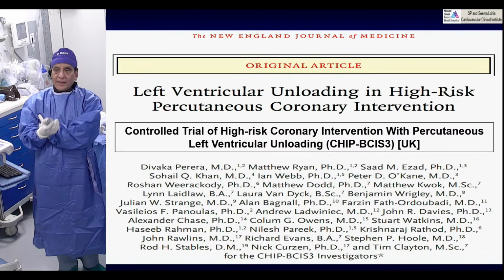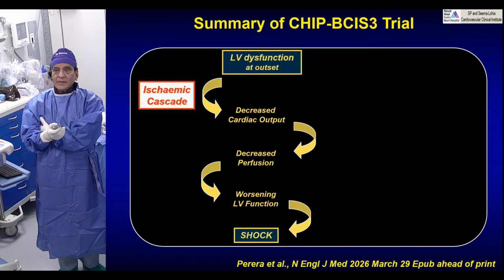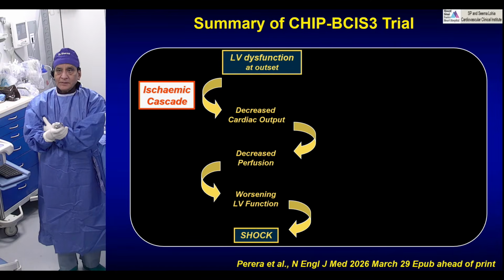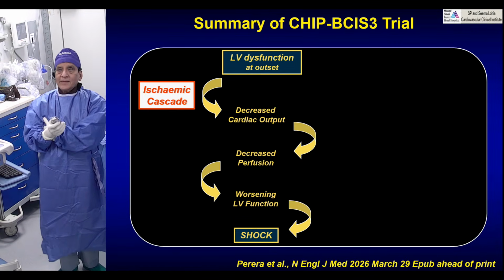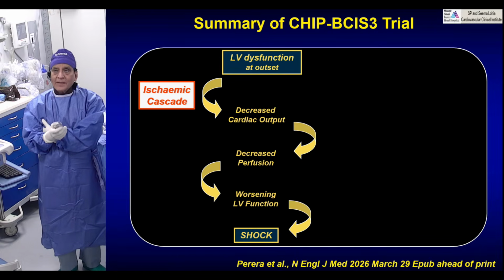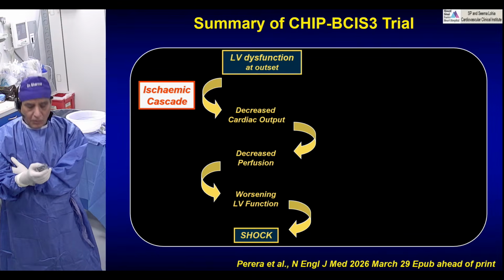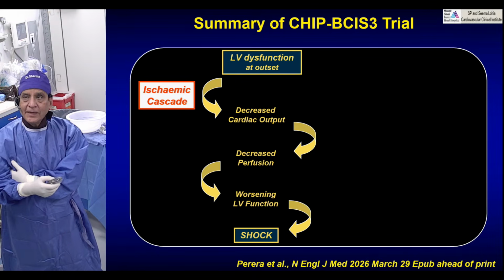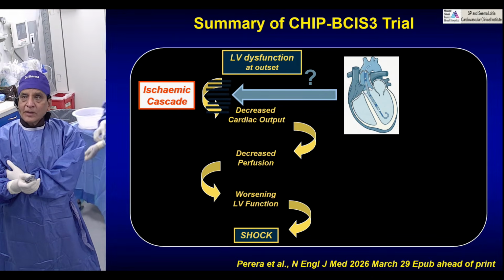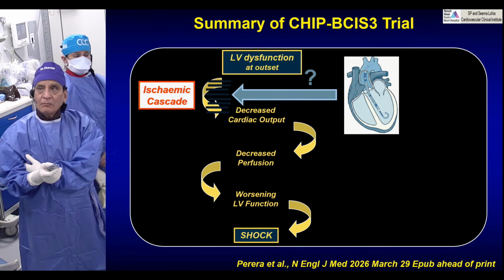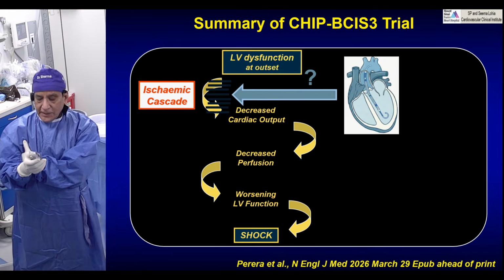And this was the trial, again with simultaneous publication, from the UK, and basically it looked at patients who have LV dysfunction, decreased cardiac output, decreased perfusion, and go into shock, the ischemic cascade. We know that's cardiogenic shock. But many patients have just ischemia, not infarction, and then you go block the vessel like in this case, left main occlusion, you will give rise to the same ischemic cascade, and you can prevent it by putting in MCS, and particularly in this trial they used the Impella device.